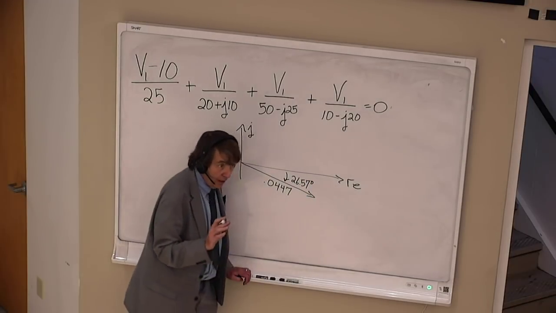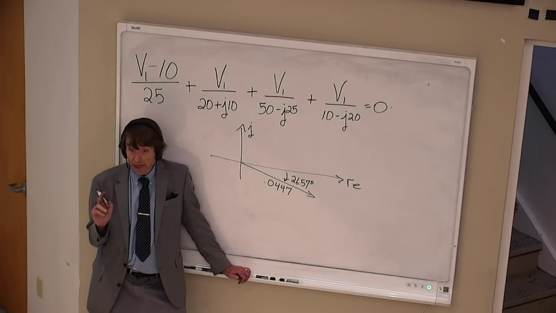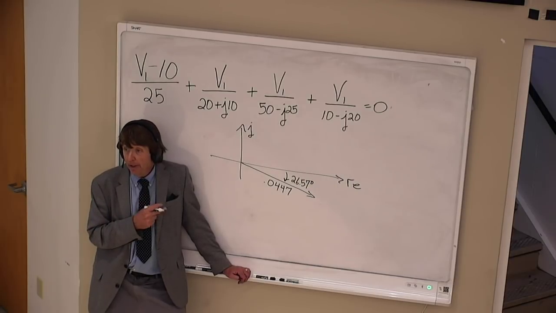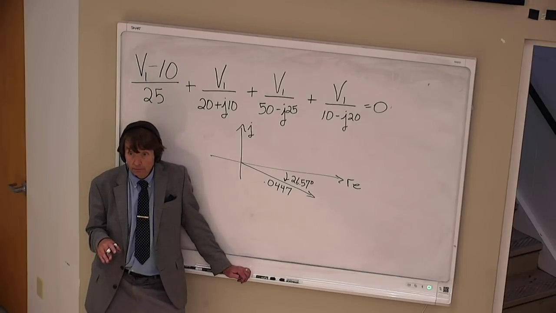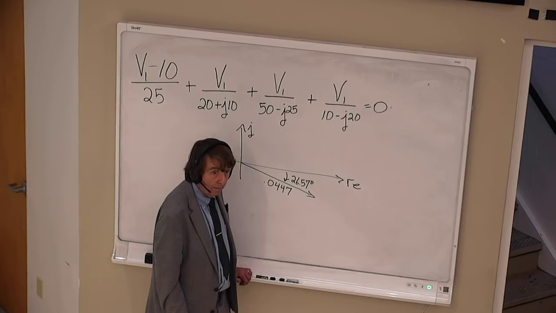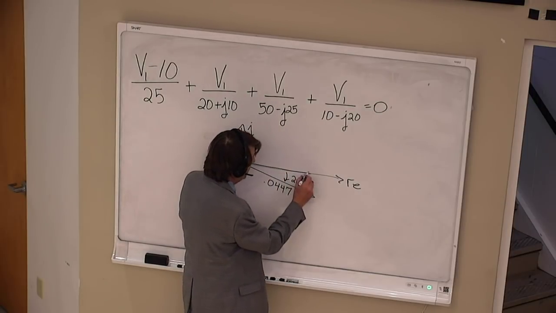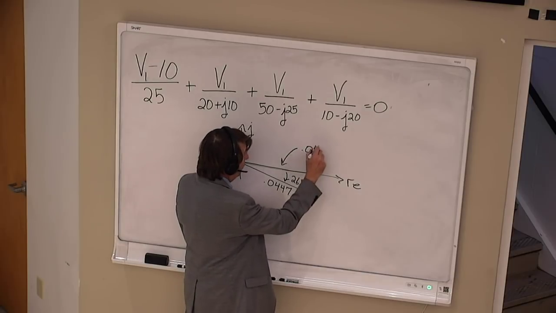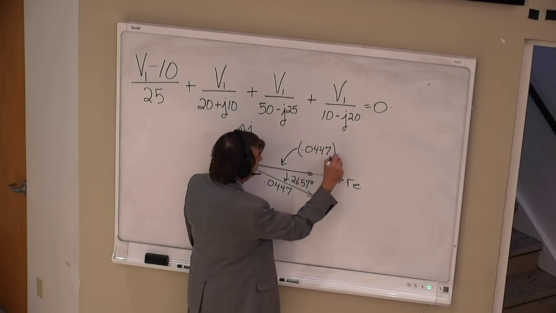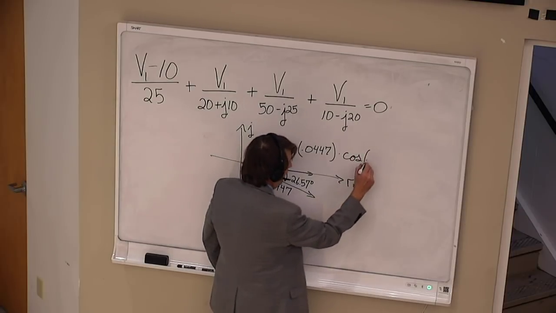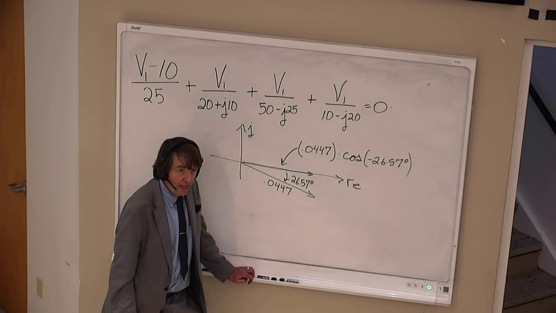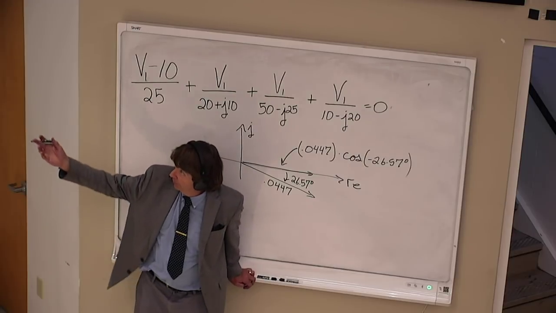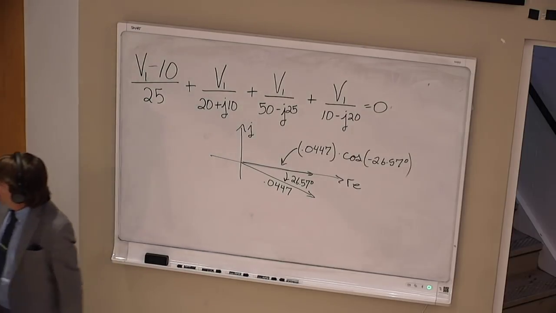My colleagues, I'm under the assumption that you can now break this up into horizontal and vertical. If not, now's the time to ask me. Now, right this moment. Yes? Right. This is here. 0.0447 times cosine of minus 26.57. Do you see that? Whatever it is, that comes out to 0.04.